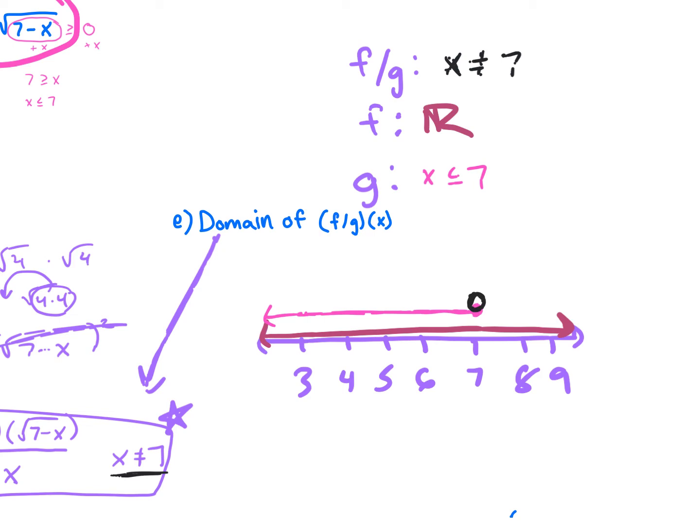So where do all three lines overlap? Starting at the smallest number, because my domain starts at the smallest and goes to the largest. Do I put a parenthesis or a bracket at 7? Parenthesis, because I cannot include 7, because my domain for f over g cannot include 7. So it'd be negative infinity to 7 with parentheses.